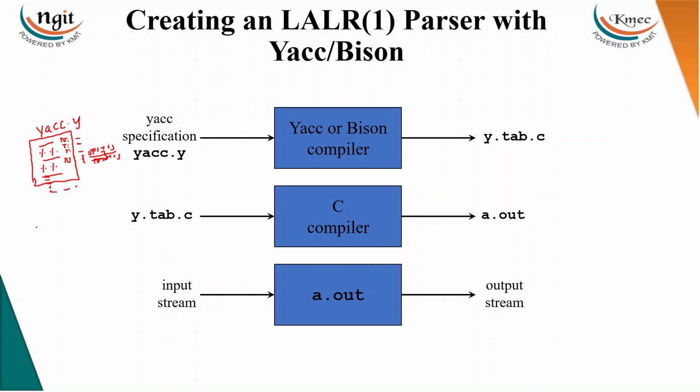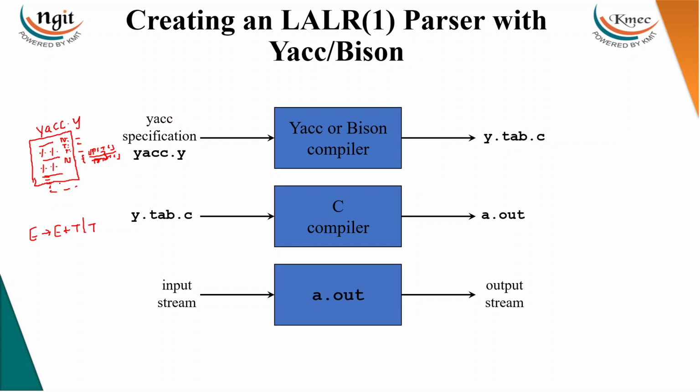For example, if you have an arithmetic expression grammar, E tends to E plus T, first you specify the declarations. Then if plus is detected, what you are supposed to do: take the value of the first identifier and the second identifier, and do what exactly has to be done, the action. We'll discuss the details of these actions in SDTs, the next unit's concept. You'll come to know about it.